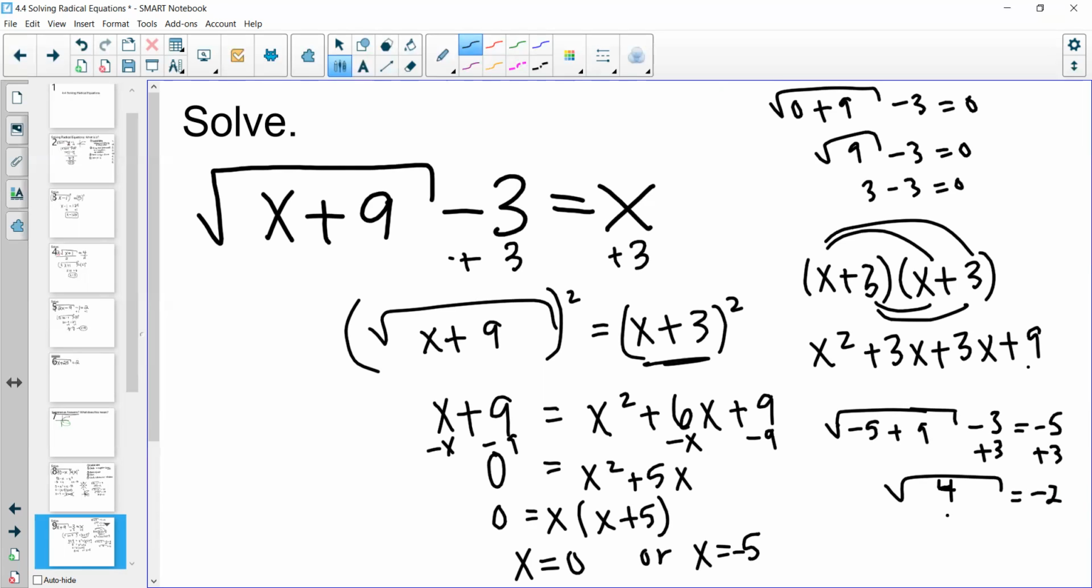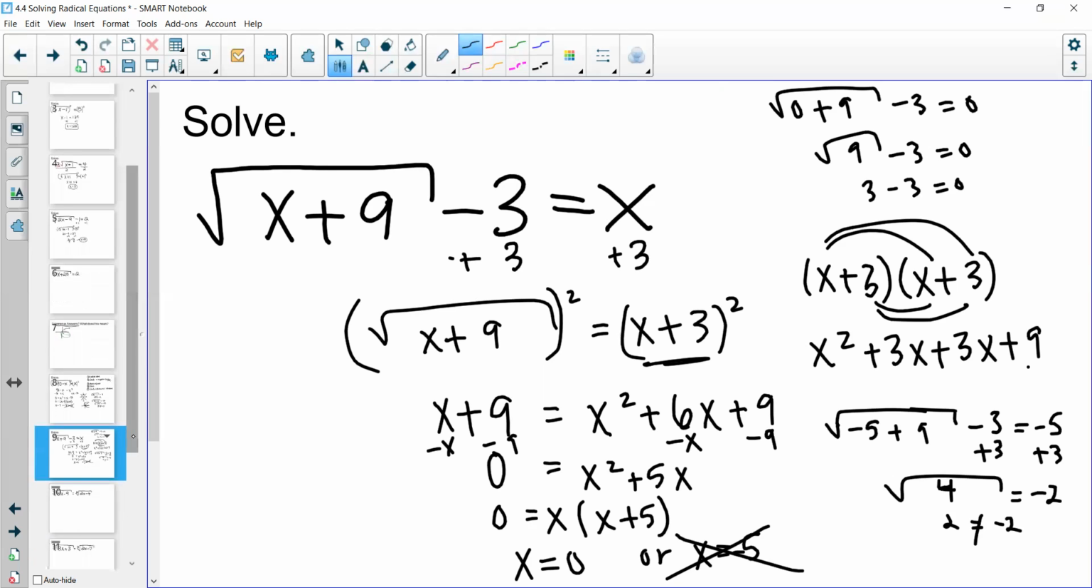So the square root of 4 equals -2. But we know the square root of 4 is actually a positive 2. And so those are not equal to each other. So this solution does not work. So that's kind of how those extraneous solutions work.